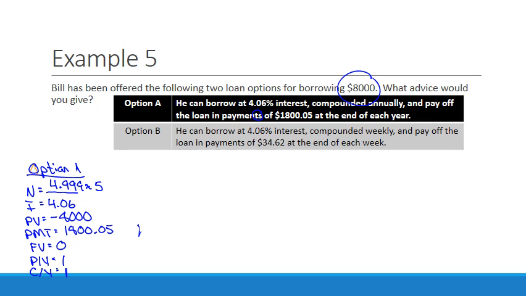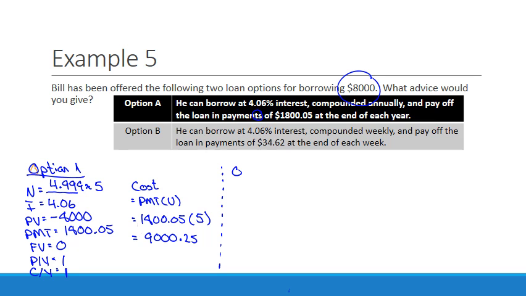Now we want to know the actual cost of this thing. Okay, back to it. The cost is going to be, again, your payment times the number of payments you make. He made an $1,800 payment, and 5 cents, and he makes 5 of those payments. So what does that work out to be? That works out to be $9,000.25.